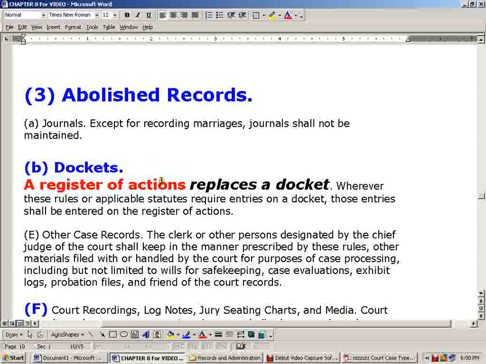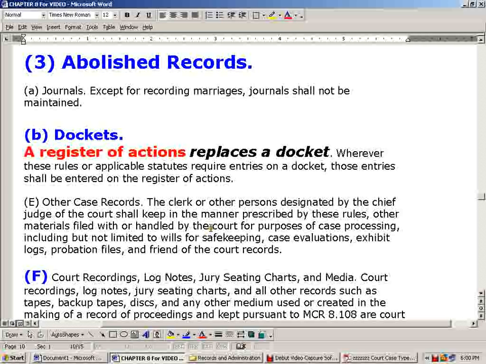Abolished record. Oh, look at that, dockets. A register of actions replaces a docket. We don't use dockets anymore. They're called register of actions. So if you go and ask for the docket, they don't have to give you anything. Right? You ask for the register of actions, well, that's a different story. Oh, yeah, we got that. Hell, that's in the law. There it is.